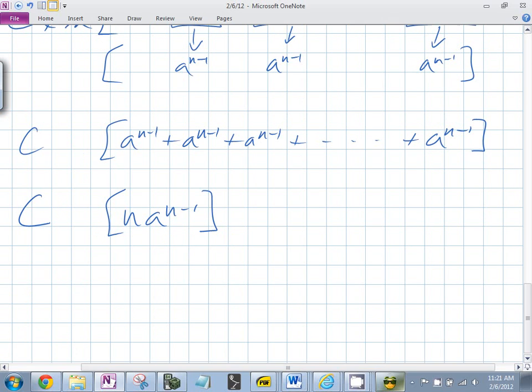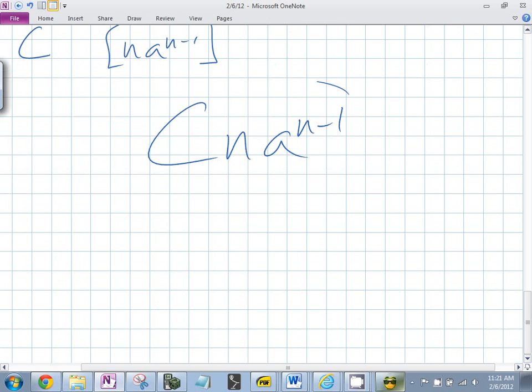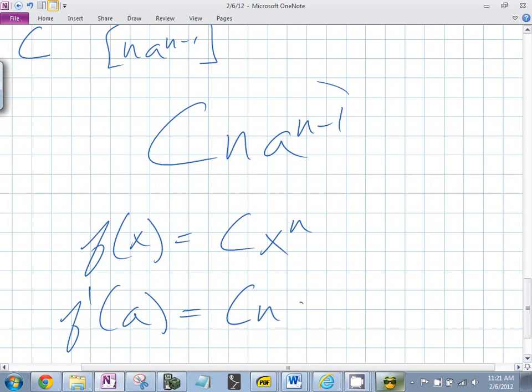So what we just found out, everybody, is that if f of x is equal to c x to the n, then f prime of a is equal to what? Cn a to the n minus 1. The way you generally see it written is, instead of writing it like this, they usually say f prime of x is equal to cn x to the n minus 1.